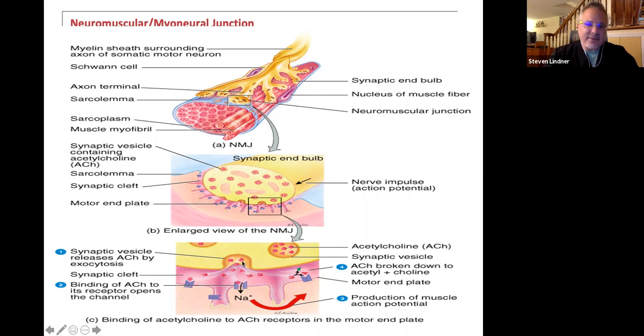We can see that the acetylcholine is binding to this door, to these channels. That's called a sodium channel. When acetylcholine binds to that channel and it opens up, sodium rushes in, and you could see here is a transverse tubule, and it's going to create an action potential or an excitatory neurological impulse.